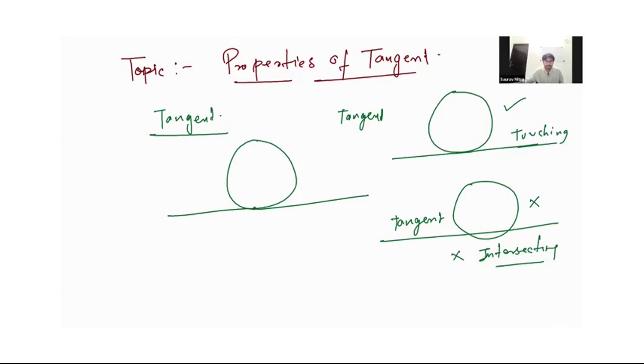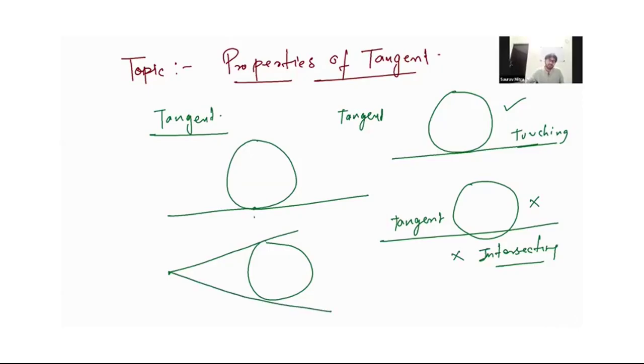Also, at a single point, only one tangent is possible. So this is your circle, and the point of contact is always one if there is one tangent. So through one point on the circle we can draw only one tangent. But from an external point, we can draw two tangents to a circle, like this is one tangent and this is another tangent.